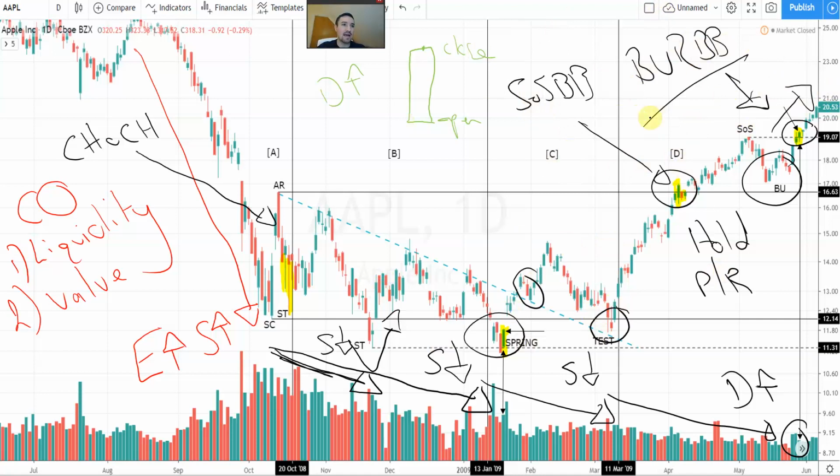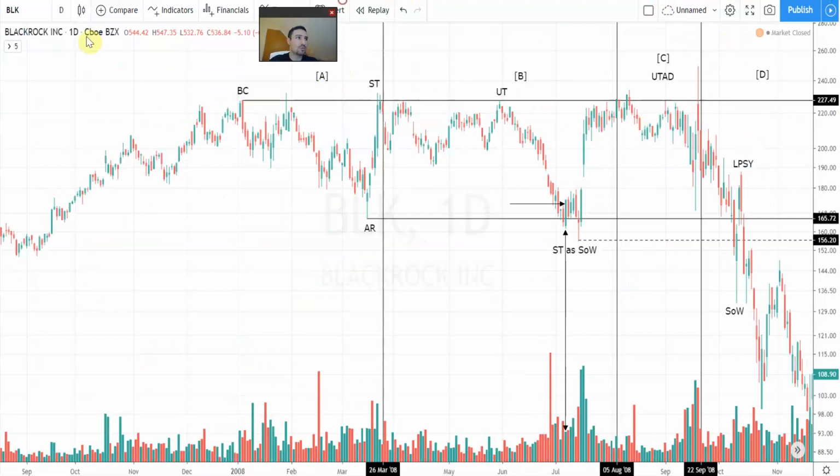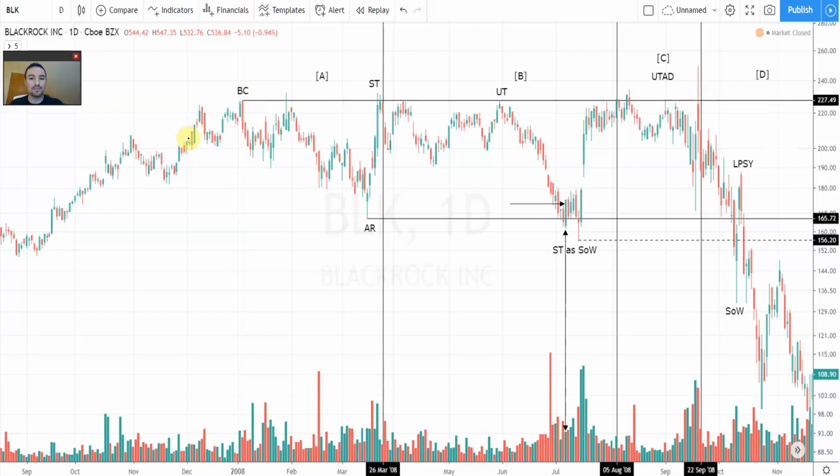So let's go and look at a distribution structure. Now this is a distribution structure for BlackRock. So I have just put in here, okay, another black arrow. That was identified as a secondary test as sign of weakness. But at the time, it also met the pivot spring strategy criteria. So that in there would have been a pivot spring strategy entry point.